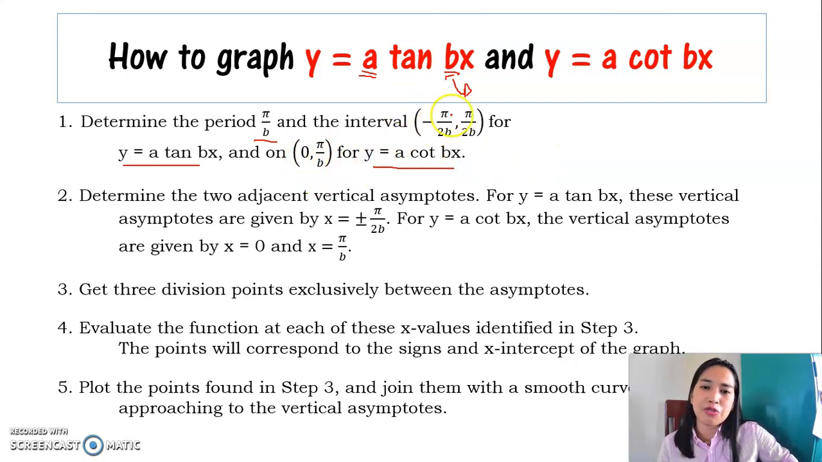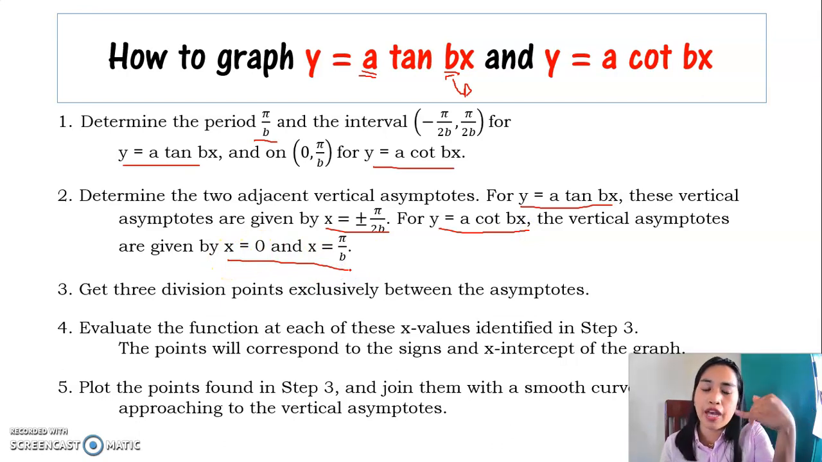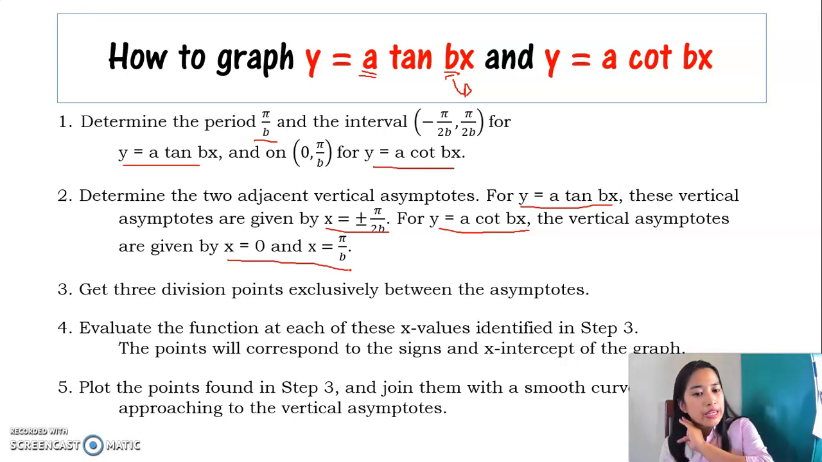Okay, so kung na-notice ninyo, kani sila mo ni ang mga vertical asymptotes nga akong i-discuss ganina while I presented the table of values. So for y is equal to tangent bx, mo ni ang iyang vertical asymptotes. For y equals cotangent bx, mo ni iyang mga asymptotes. So first step, identify the period and the interval. Second step, identify the vertical asymptotes. Third step is we are going to get the 3 division points between the asymptotes, just like the previous topic that we discussed in graphing the sine and cosine. And fourth, evaluate. And fifth, we are going to plot the points and connect them with a smooth curve.